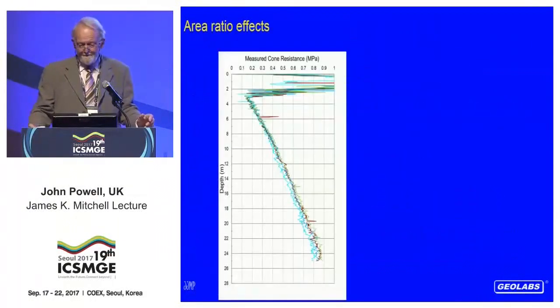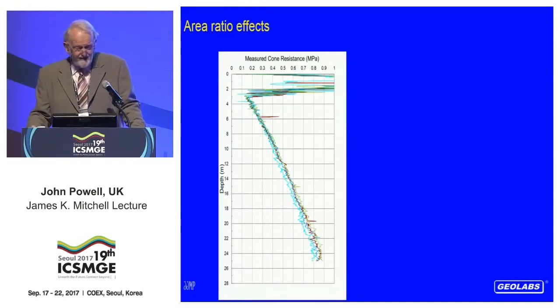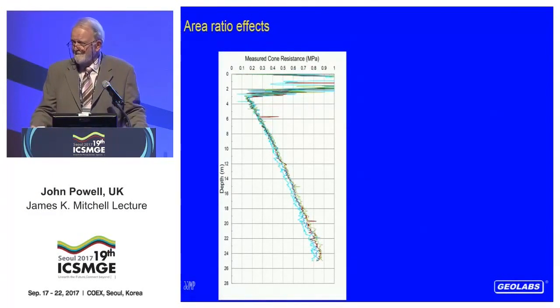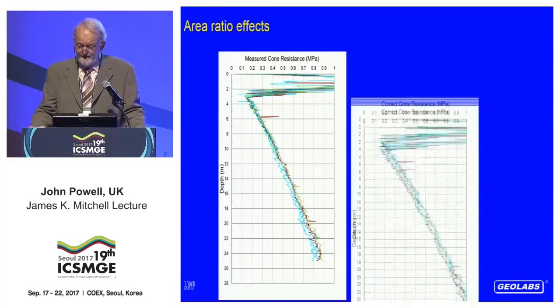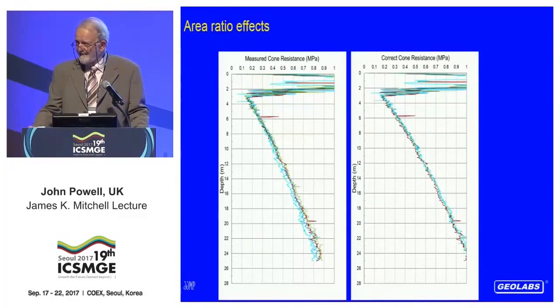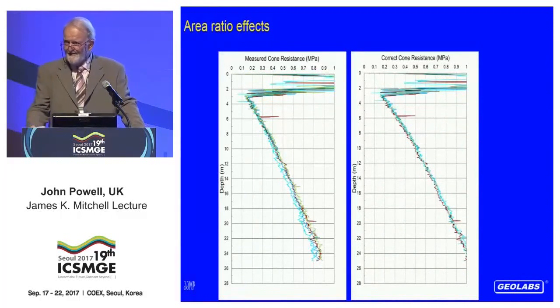And the effect of that, you can see a series of cone profiles here, which are pretty good, pretty close. Not all the same cone, two different cones. But by using the correct A values, I think you'd say that's pretty impressive, the agreement we then get in the corrected cone resistance. So it is worthwhile doing what the standard says you shall do.